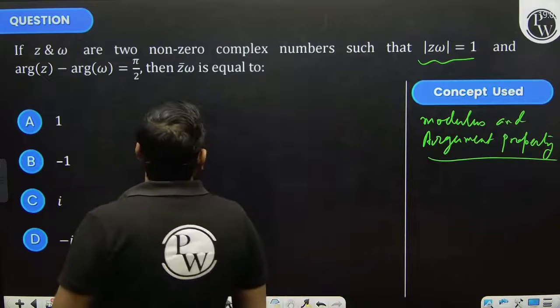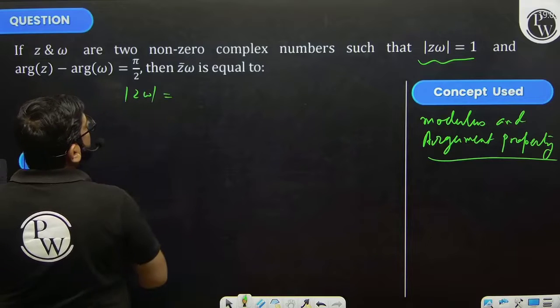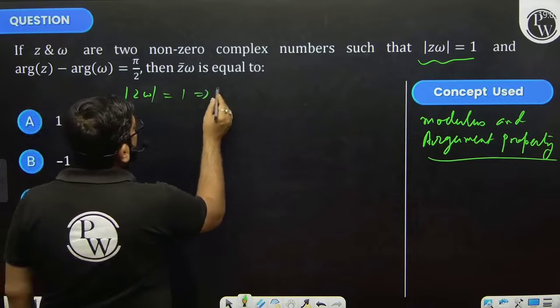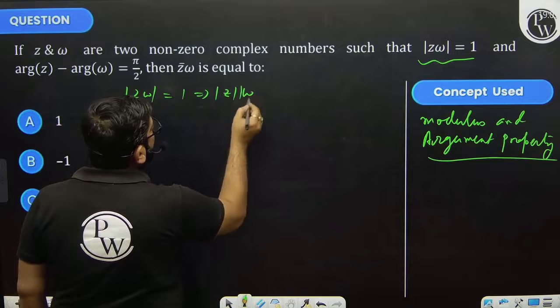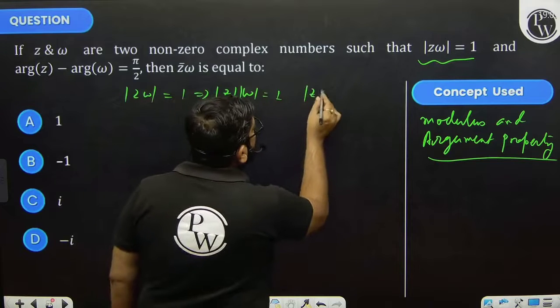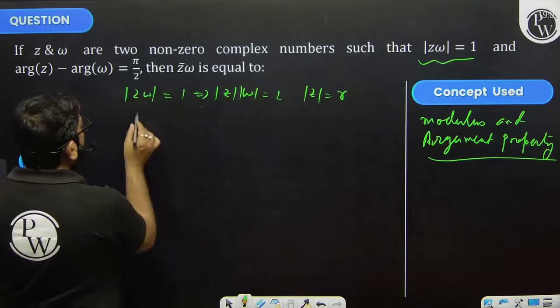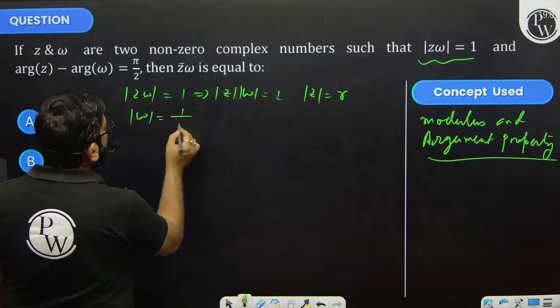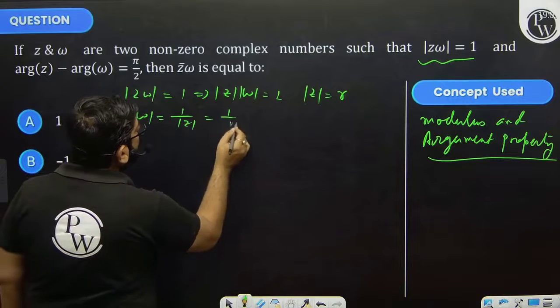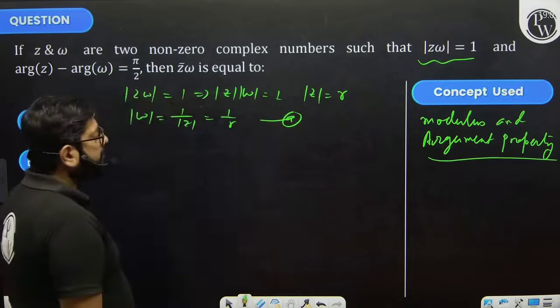Okay, so mod of z into w equals 1. This implies we can write mod z mod w equals 1. Suppose we take modulus of z as r, then automatically modulus of w will be 1 upon mod z, that is 1 upon r, right? Consider this here.